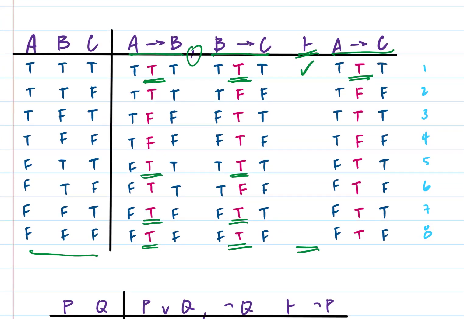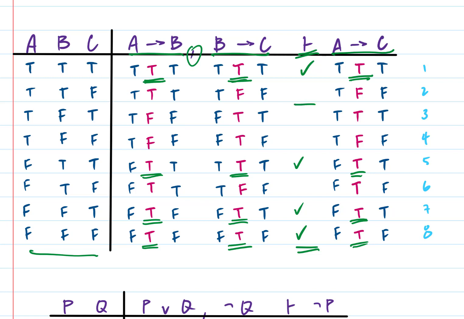Here on line 5, the premises are true. Is the conclusion true? Yes. So that's also a good line. Line 7, premises are true. Conclusion is true. So that's also a good line. And then line 8, premises are true, and the conclusion is true. Okay, so in every case where all of the premises are true, the conclusion is also true, so this is a valid argument. Of course, we knew that, but this truth table shows us that this is a valid argument.